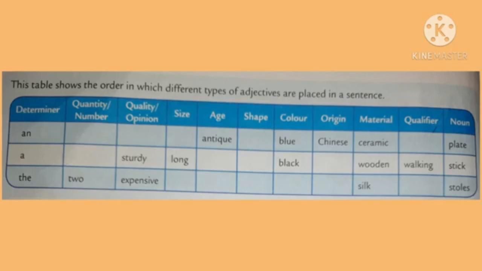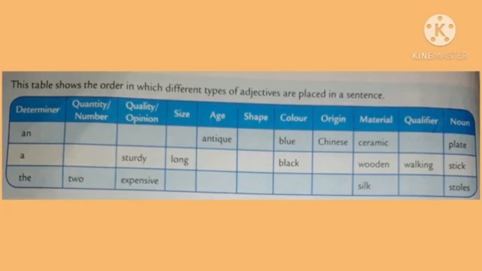Next, second one, quantity or number. What does that mean? Thick, one, heavy, two, five, four. That is quantity or number. Third one, quality or opinion. Example, sturdy, expensive, tasty, ugly, stubborn, happy. These are some examples for quality or opinion.